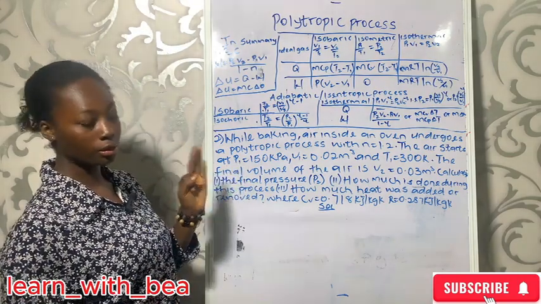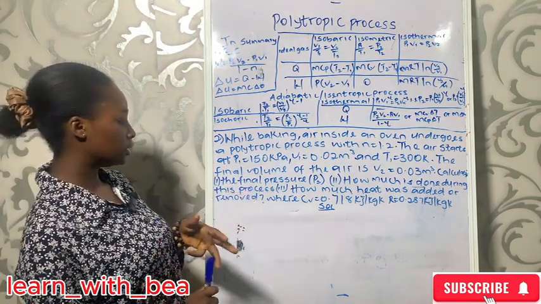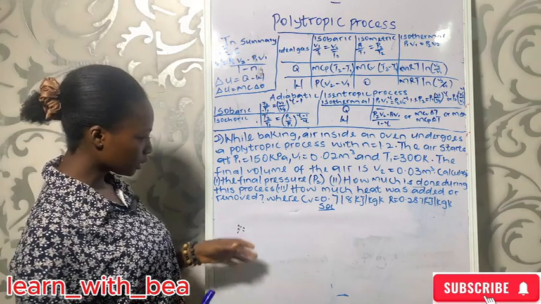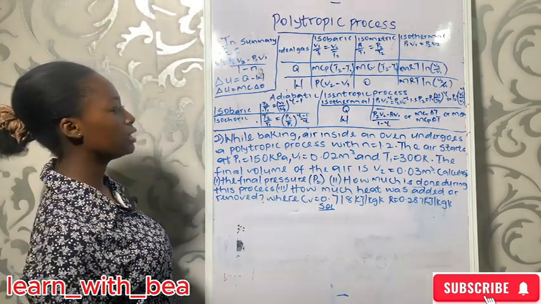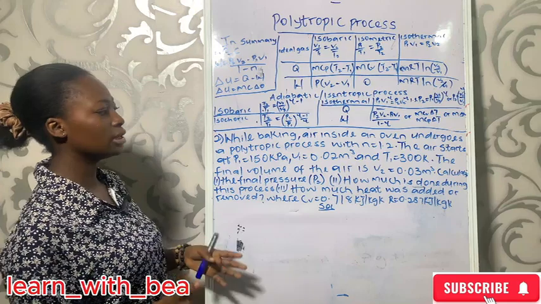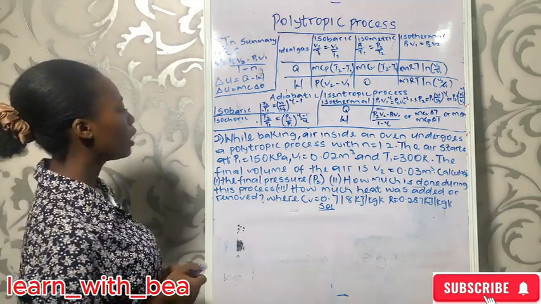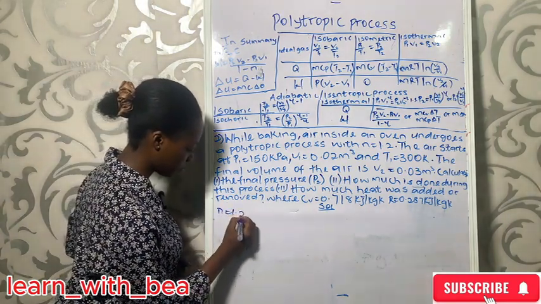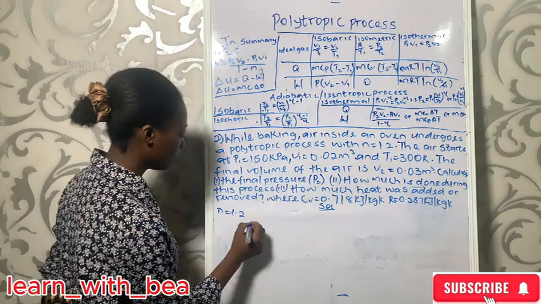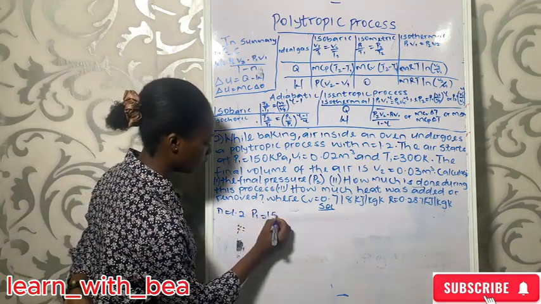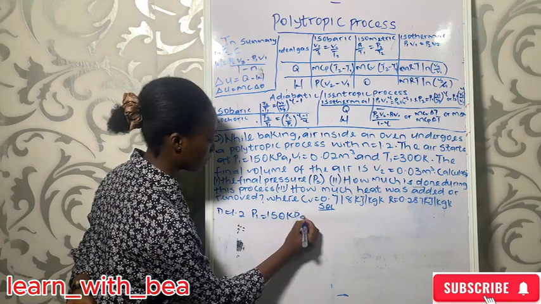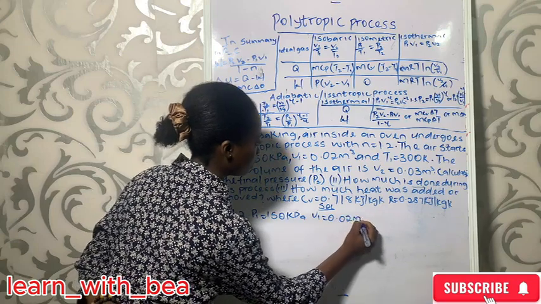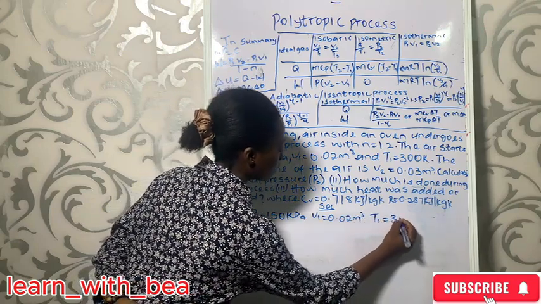So, we're told to calculate three things: the final pressure, the amount of work that was done, and the heat that was added or removed. So we're given these other values. Let's write out the parameters that are given and what we are to look for. First, n equals 1.2. Then P1 is 150 kPa. V1 is 0.02 m³. T1 is 300 K.